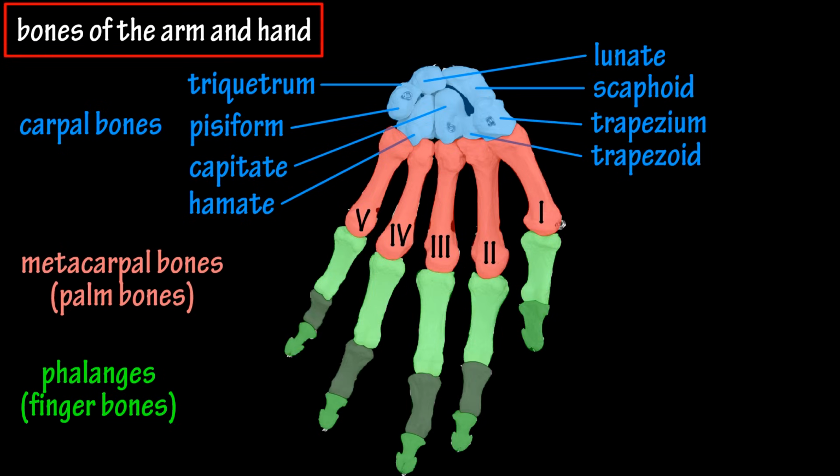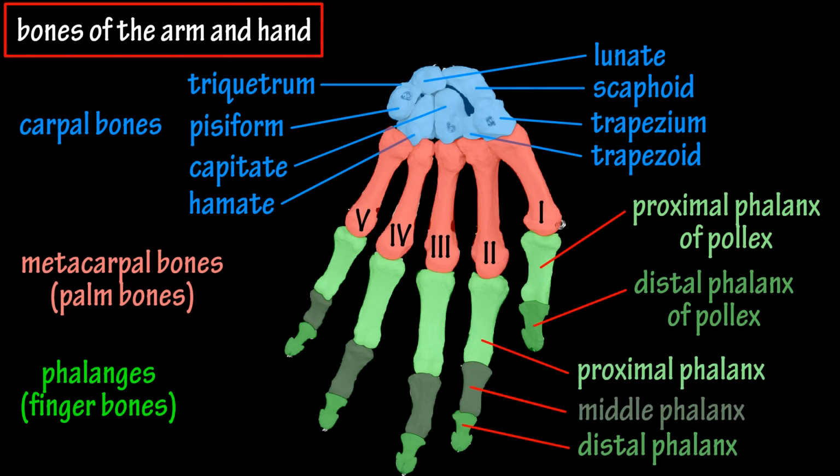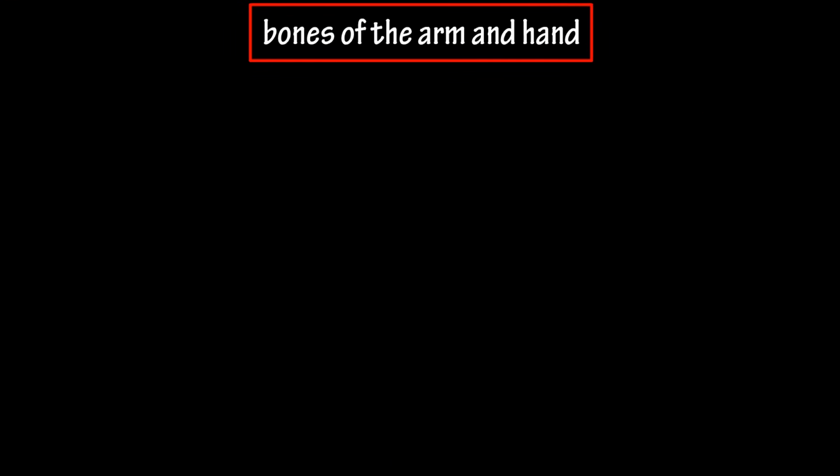The thumb, also called the pollex, has a proximal phalanx of pollex near the palm and a distal phalanx of pollex away from the wrist. Distal means away from the trunk of the body, and proximal means closer to the trunk of the body. The 2nd through 5th fingers each have a proximal phalanx, a middle phalanx, and a distal phalanx. And that's the bones of the arm and hand.